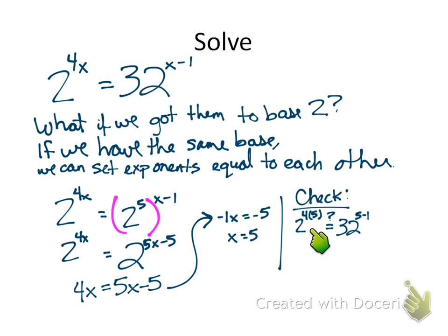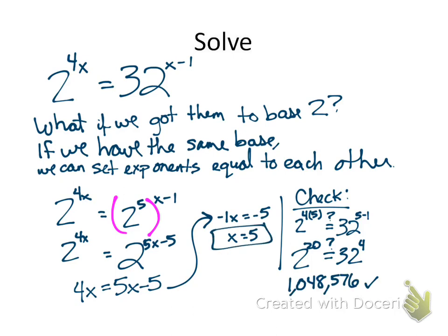I might have to do arithmetic work during this check before I put it in my calculator. So 4 times 5, I have to know that that's 20, and then I'll put 2 to the 20th in my calculator and see if that's the same as 32 to the 4th. So it does check out. 5 is my answer.